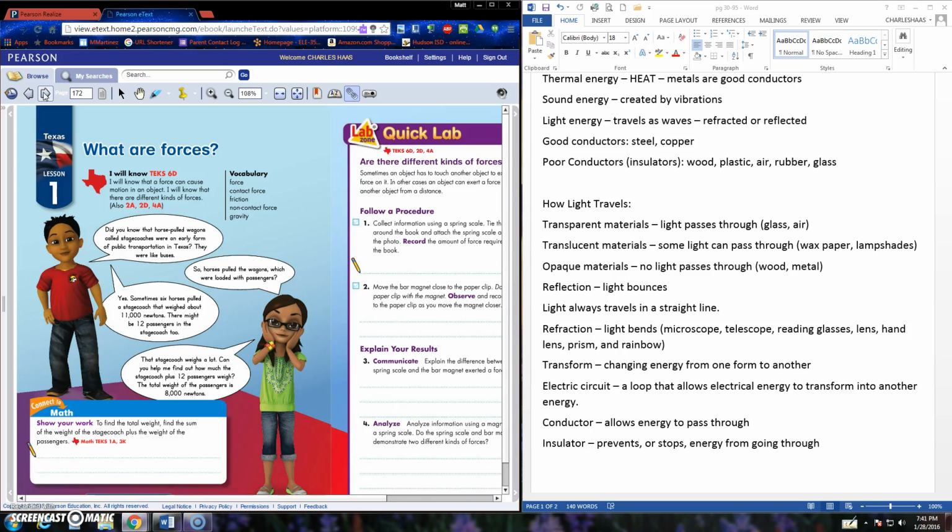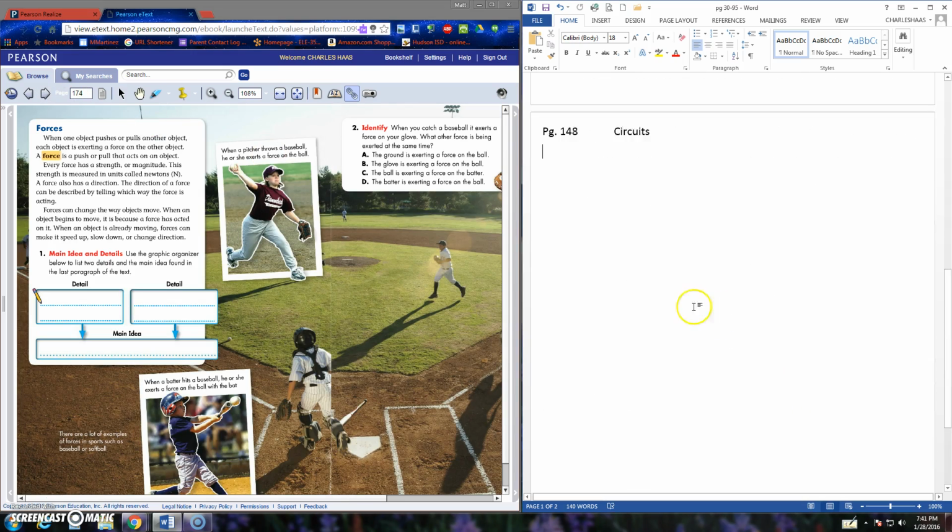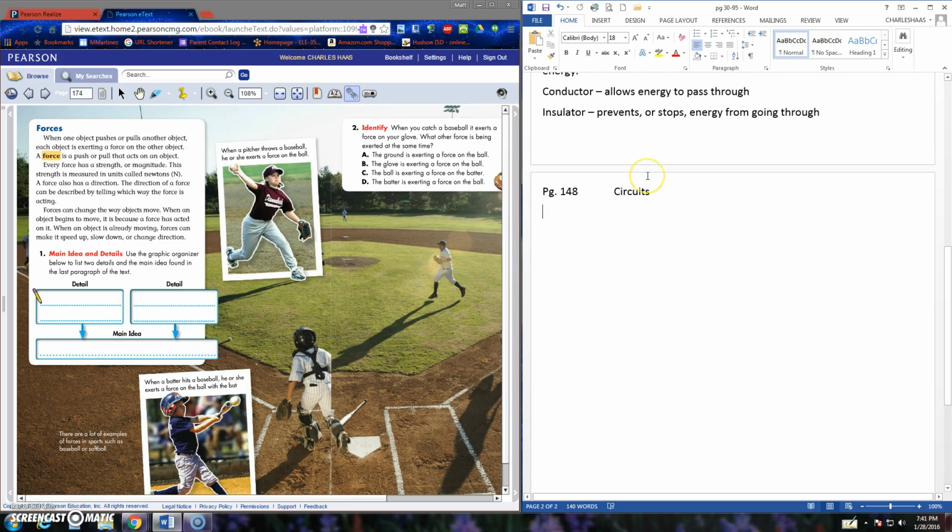Page number 174. Man, we didn't write down a bunch about circuits, did we?